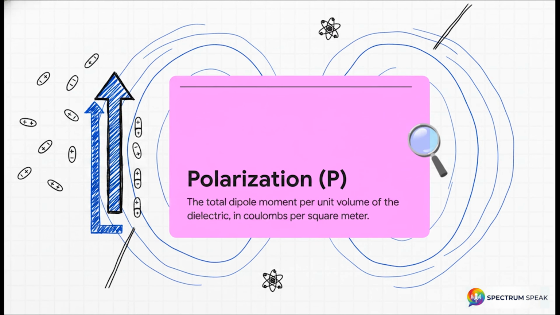Let's put a formal definition to what we just visualized. Polarization, represented by the capital letter P, is defined as the total dipole moment per unit volume of the dielectric. It's measured in coulombs per square meter. So macroscopically, polarization is simply the bulk measure of all those tiny atomic rubber bands stretching and aligning across a given volume of our material.